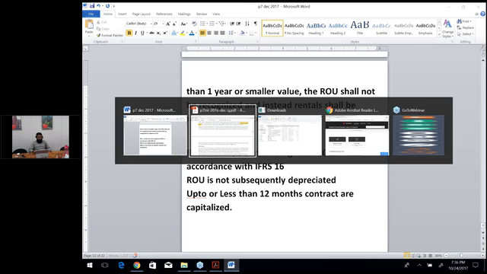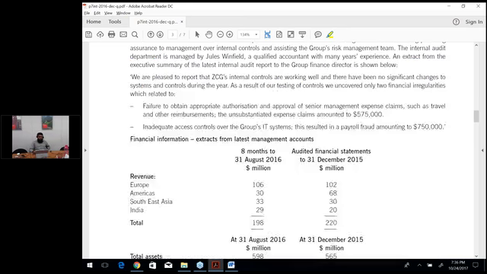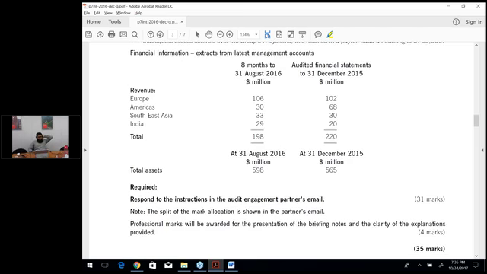Now next. I'm not going to discuss the internal audit section right now. There is this financial information that extracts from the latest management accounts. It says 8 months to 31st August 2016, audited financial statement 31st December 2015. You could see from the audited account Europe, America, Southeast Asia, India. These are the various regions in which the entity is operating. And at the same time, the total assets are so and so.